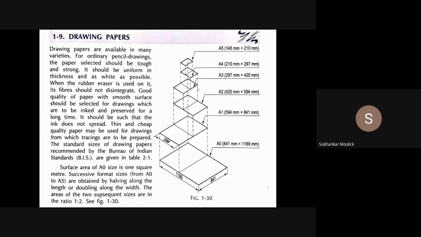Okay. Normally, the copy which you use for your writing purposes is A4 size, whose dimension is 210 mm into 297 mm. But in drawing, we will be using A1 size sheet. This is the standard sheet of drawing paper, which is 594 mm into 841 mm. This is an important question you should keep in mind. Any doubt in this slide?